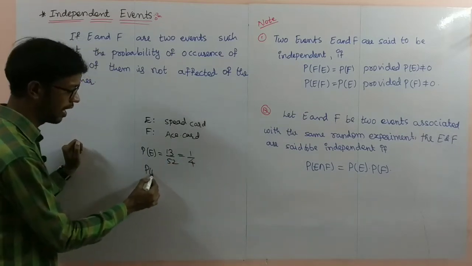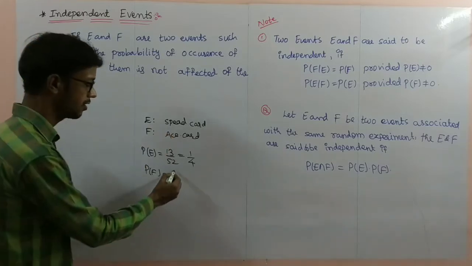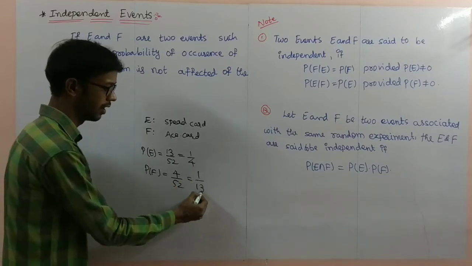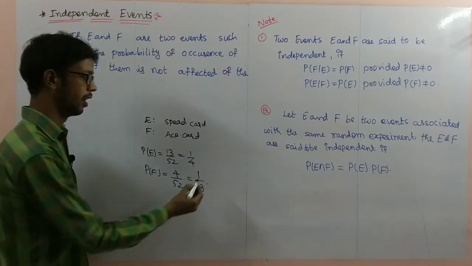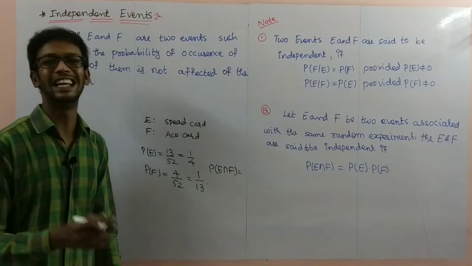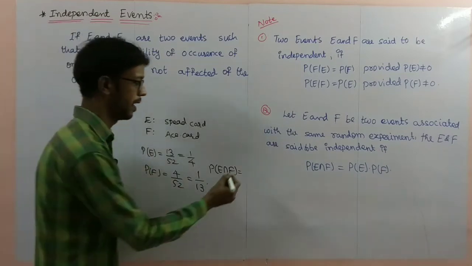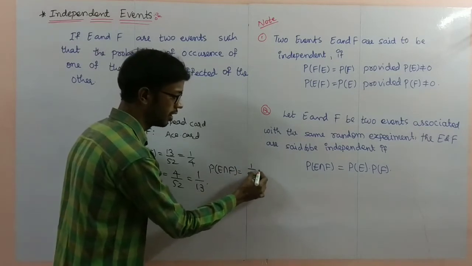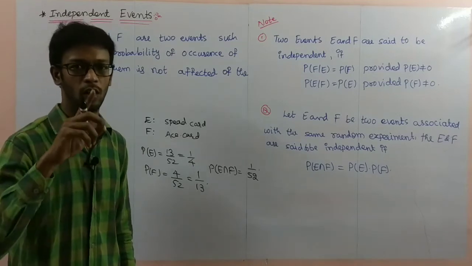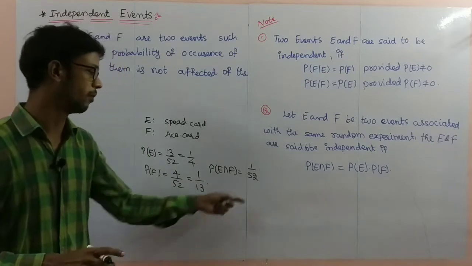Next, probability of F is equal to probability of ace cards. Ace cards is 4 by 52, that is nothing but 1 by 13. Now probability of E intersection F, it is a spade card and ace card. Spade card and ace card chance is 1 by 52. Favorable for E intersection F is only 1, in spade ace is only 1. Total is 52. So 1 by 52.